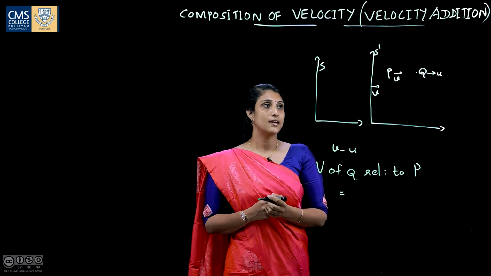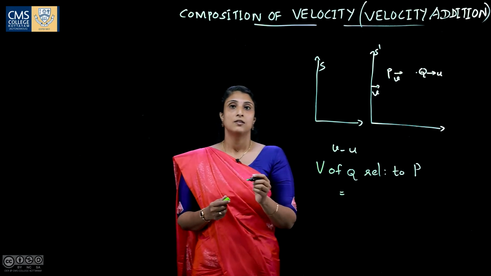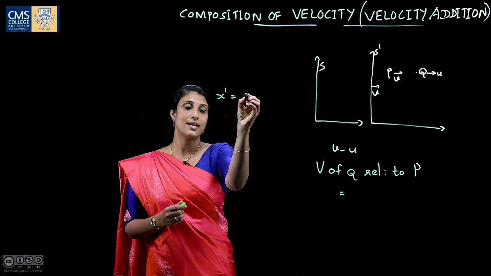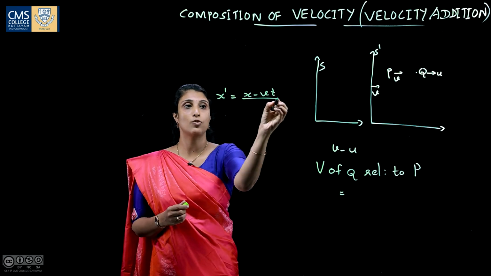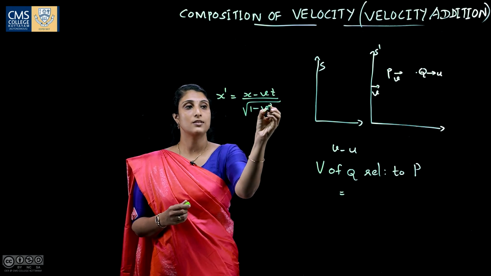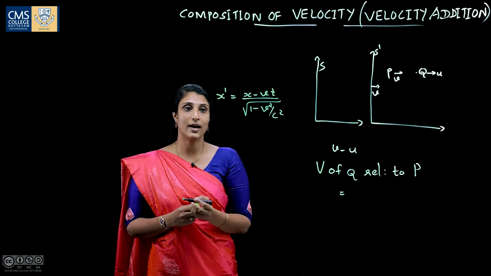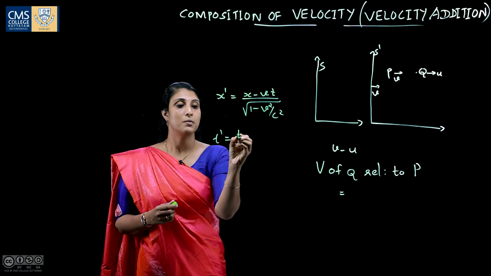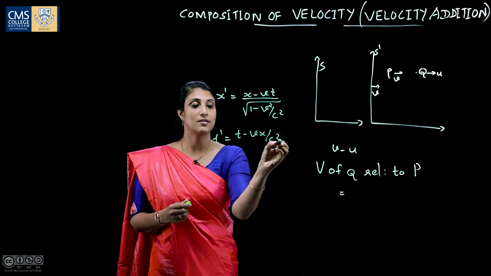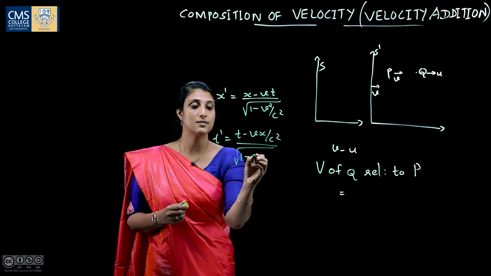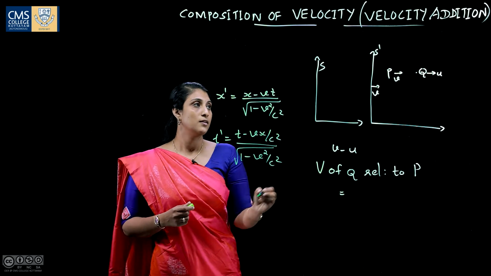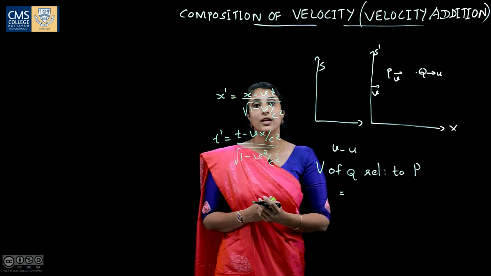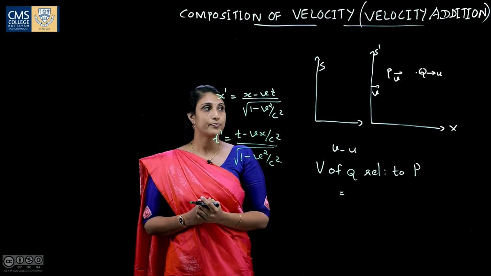Okay, now we consider Lorentz transformation equations. The Lorentz transformation equations are x dash equal x minus Vt by root of 1 minus V square by C square, y dash equal y, z dash equal z and t dash equal t minus Vx by C square by root of 1 minus V square by C square. This is the x axis. The particles are moving along the x axis.